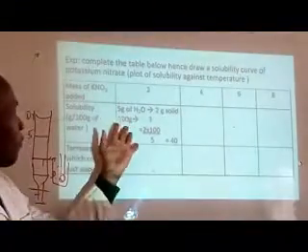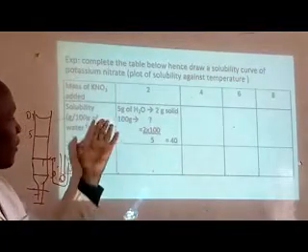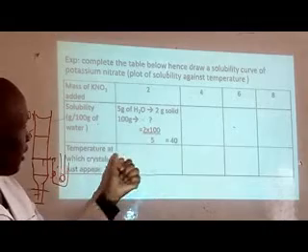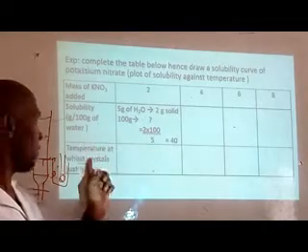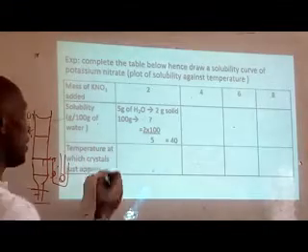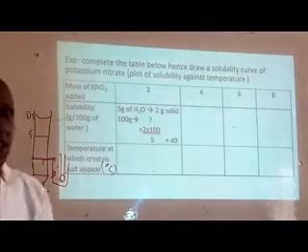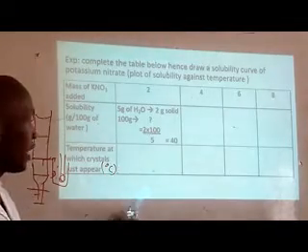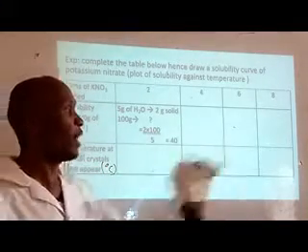So when that is done, I would expect us to fill this table. Now this part you're just filling the temperature at which the crystals just begin to form, of course in degrees Celsius. So you don't have to repeat the degrees Celsius. So just fill that part.